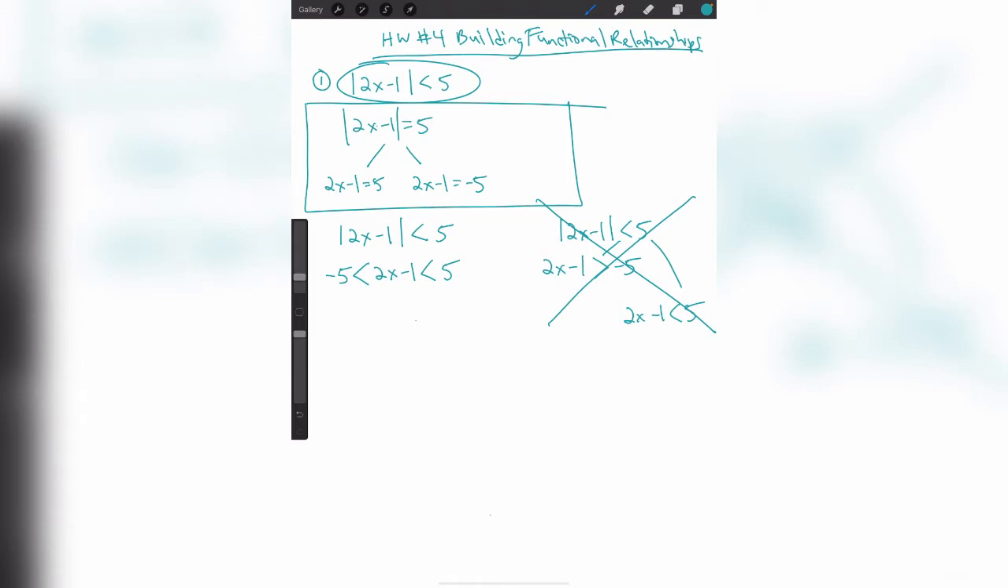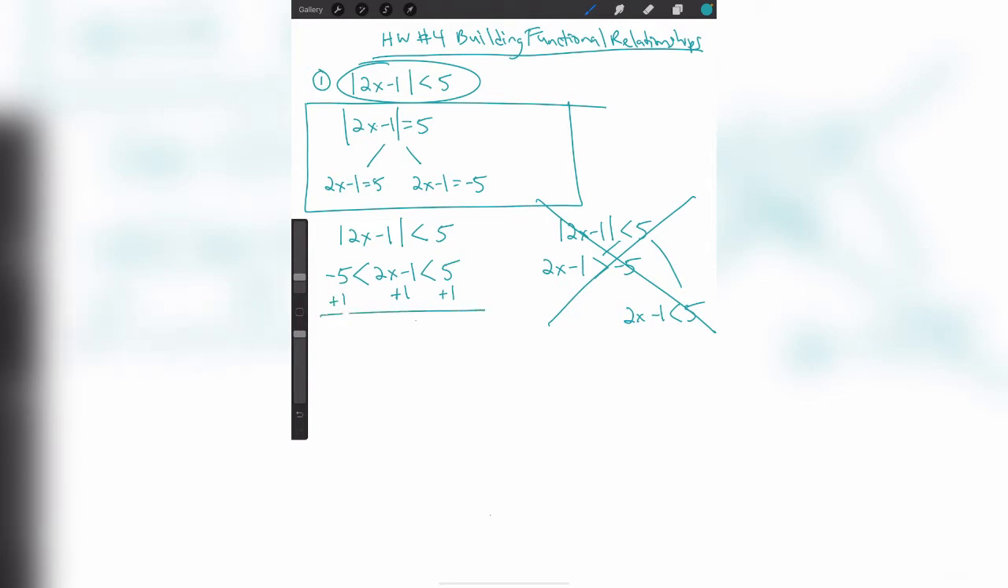So what I'm going to do here, in order to solve this, now that I have my negative 5 on the left and my positive 5 on the right, the way I know this is negative 5 over here is I just take whatever number is here, make it negative and throw it over there on the left. So I say negative 5 is less than 2x minus 1, which is less than 5. If I want to get rid of this 1 in the middle, I want to add 1, so I have to add 1 to everything: to the left, to the middle, and to the right.